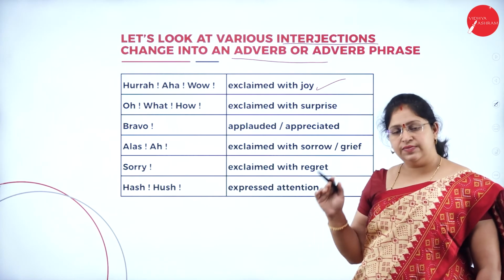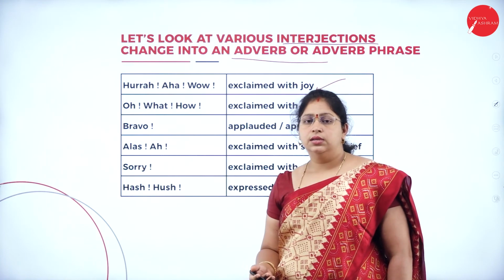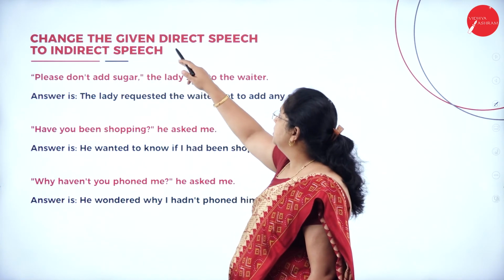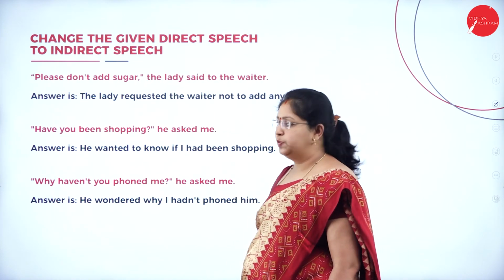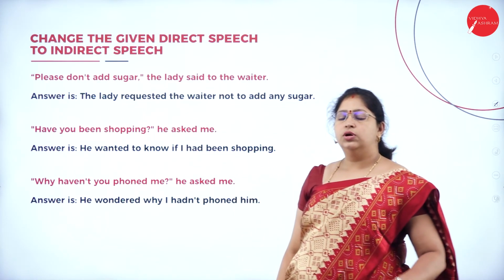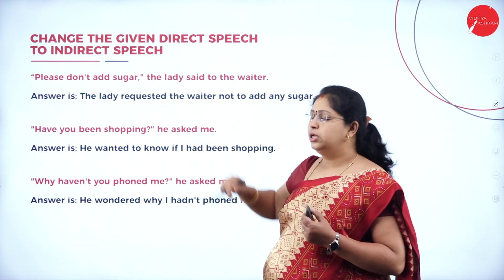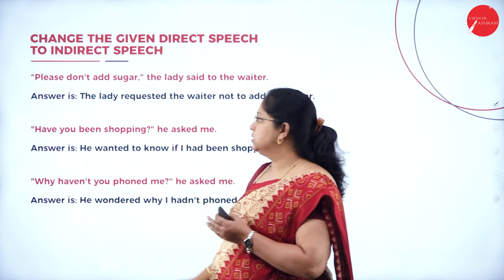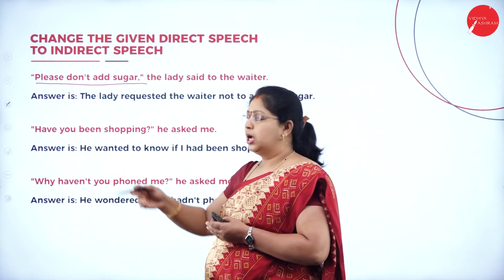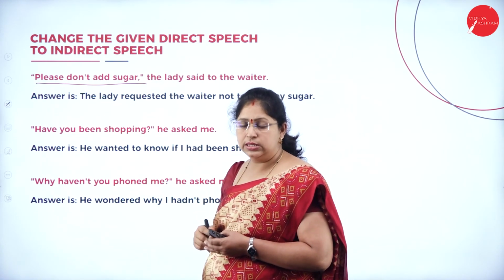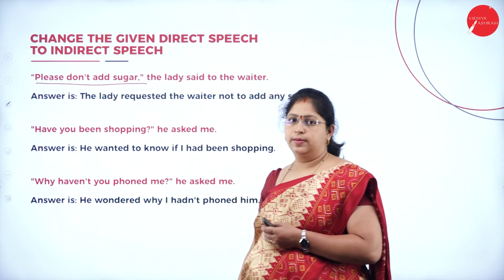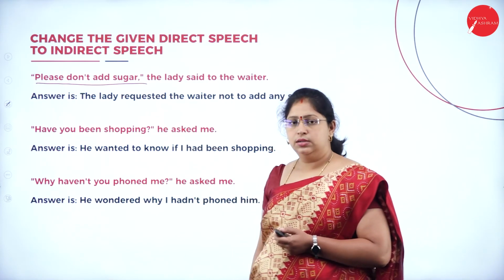Okay. Now, as we have learnt all the rules, let us make the changes. So, let us solve some exercises here. Change the given direct speech into indirect speech. "Please don't add sugar," the lady said to the waiter. Okay, what did the lady say? "Please don't add sugar." Okay, sometimes in sentences the direct speech or the dialogue of the speaker comes at the beginning of the sentence. So in this sentence the dialogue is put first, correct? "Please don't add sugar." So where is the comma? Comma is after sugar, correct?